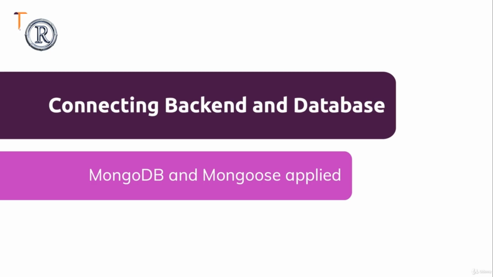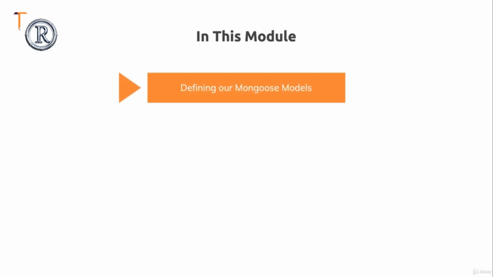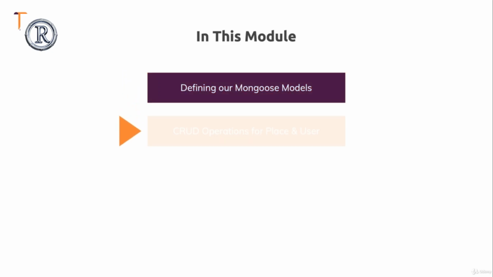If you know the basics of these tools already, then you can continue, and in this module, we'll then have a look at how we can define our Mongoose models. Because Mongoose is all about models, this means we will have to create a place model and a user model. Both models will define the general structure of the so-called documents stored in our MongoDB database. Besides that, we'll also have a look at CRUD operations for our places and our users.